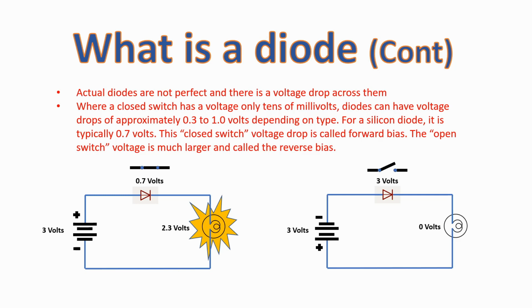This closed switch voltage, which would be when everything is applied properly and the light is on, in this diagram, is called the forward bias. The open switch voltage can be much larger, and it's called the reverse bias. And in actual diodes, if you apply too large a voltage backwards, it will break down. But we're talking about small levels here, a few volts.